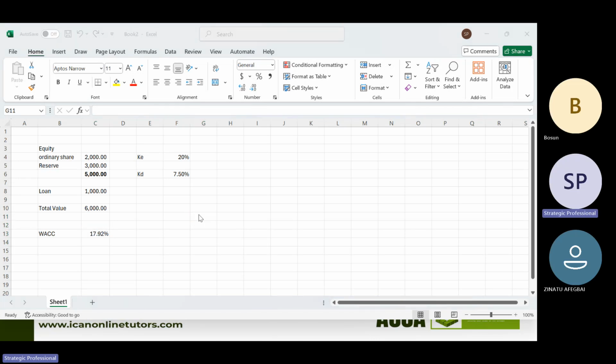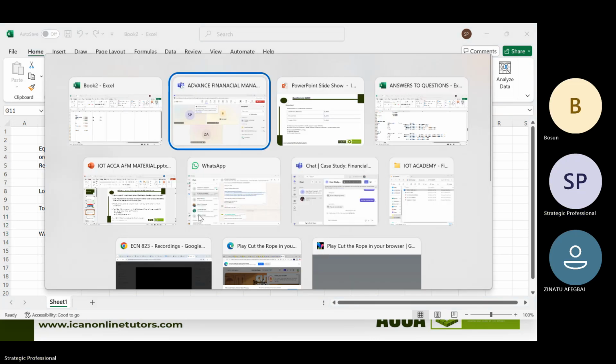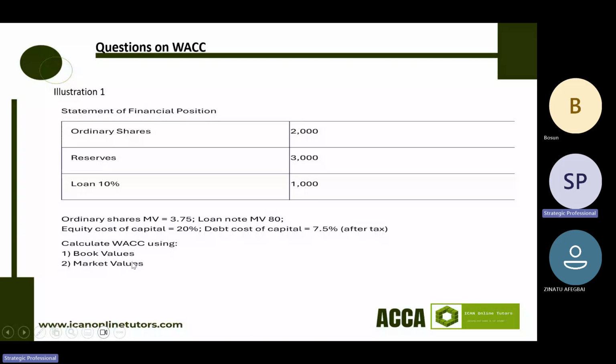From the question, you will notice that they told us to calculate WACC using what? Using book value and using market value. So what we just did was we calculated WACC using book value. And what's book value? Book value is what you have in your books at the moment, right? It's not what is reflective of market realities of what your ordinary shares are currently worth in the market. So it's what is on your statement of financial position at the moment. So that's what using book value is. Now, the first one we solved was using book value.